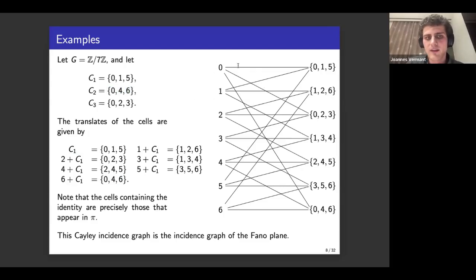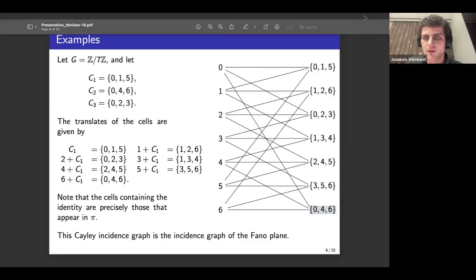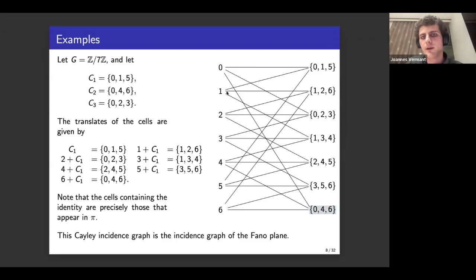And then here on the right, we have the actual graph. We see that 0 is contained in the cells {0, 1, 5}, {0, 2, 3}, and {0, 4, 6}. 1 is contained in {1, 2, 6}, {1, 3, 4}, and {0, 1, 5}, and so on. In this way, we get this bipartite graph. We see that the group elements are on the left, and the cells are on the right. So this is an example of a Cayley incidence graph. And in fact, this gives you the incidence graph of the so-called Fano plane.